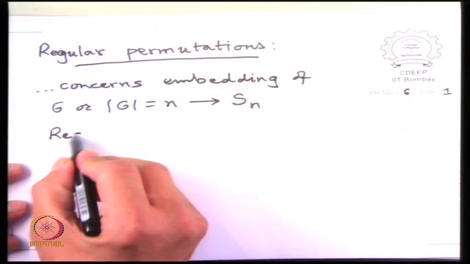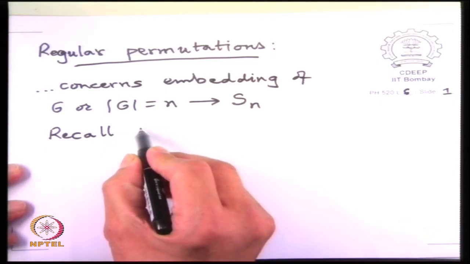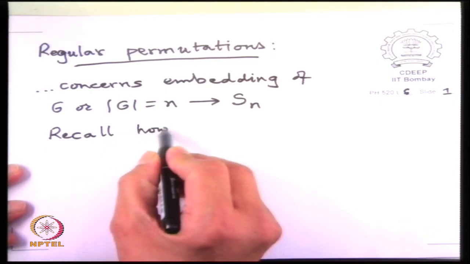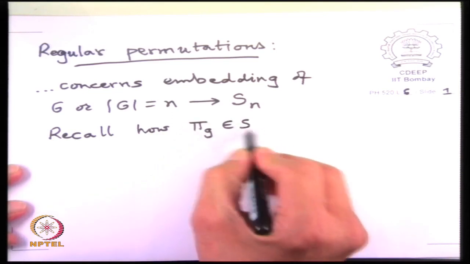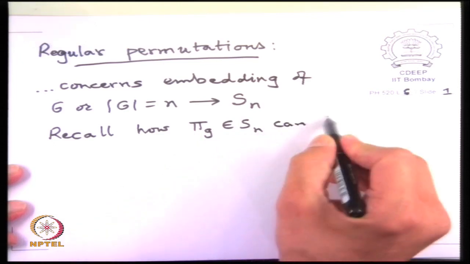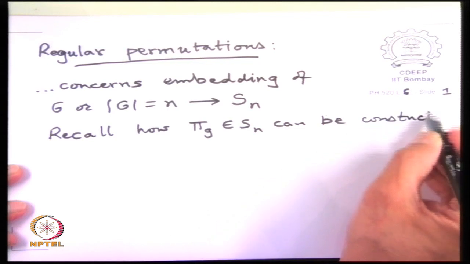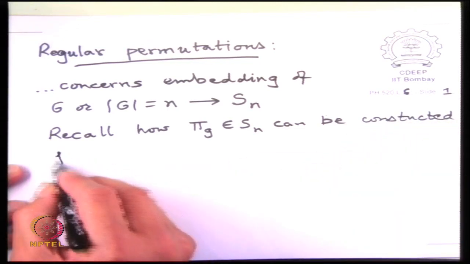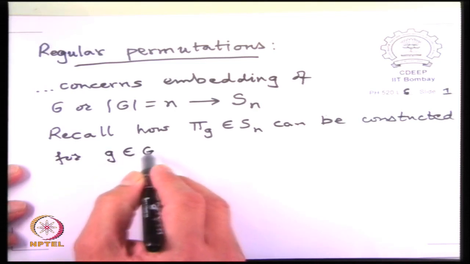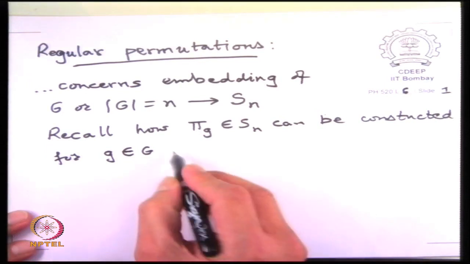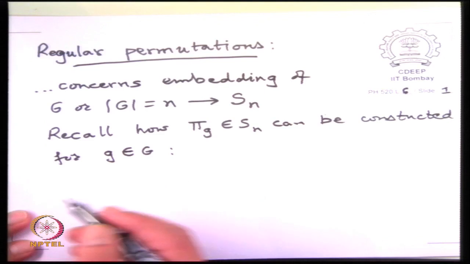So recall how we do this map. It can be constructed for g belonging to G, and the process was, look at the multiplication table.